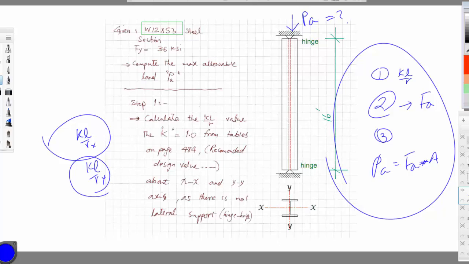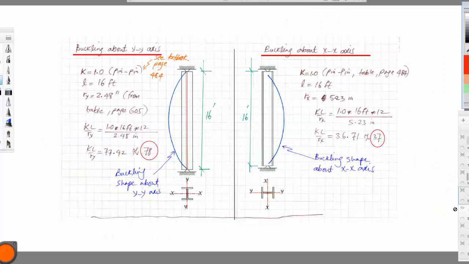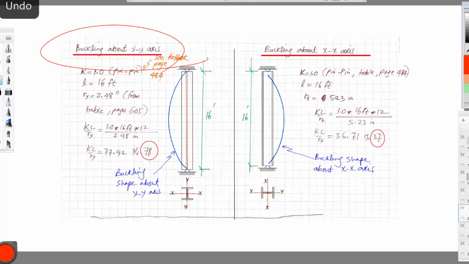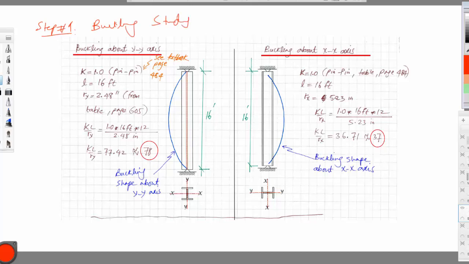So in this case, we have to do a study of KL over R, because we need to get the value of KL over Rx and KL over Ry. So I'll do that. So we have the buckling about YY. So step one is the buckling study. In the buckling study, we are doing the buckling about X and buckling about Y.